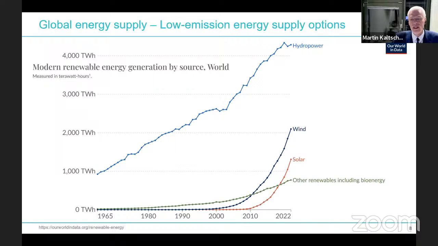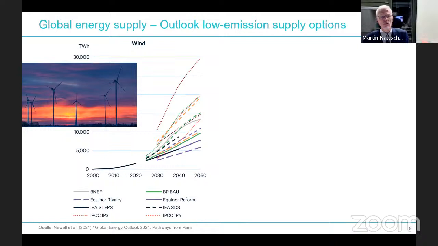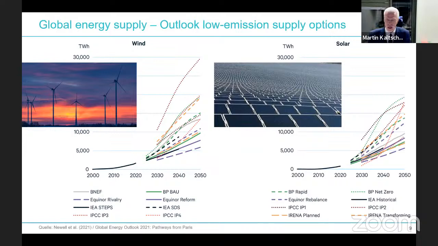So in the years to come, it's most likely that wind and solar will gain even more importance and momentum on the market. And this is what you can see here, for example: all the projections published in recent years show that the wind markets will still explode and grow dramatically on a worldwide level. And the same is true also for solar. So therefore, there is hope that we will have more green energy inside our energy systems on a global level, and therefore we can contribute to mitigating greenhouse gas emissions.